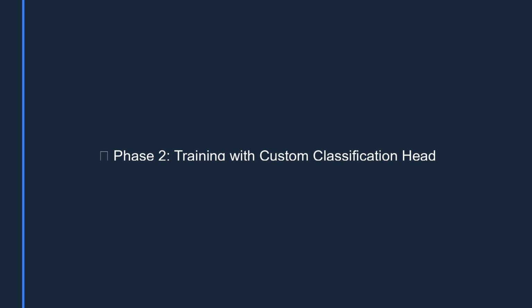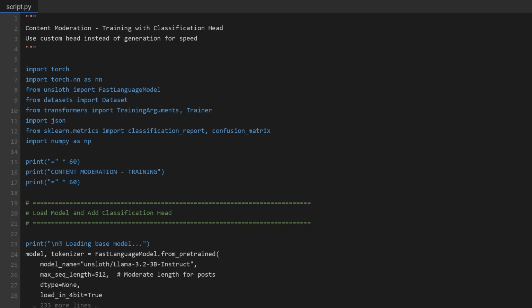Phase 2. Training with custom classification head. The training script is where the architecture comes together. It loads llama-3.2-3b-instruct from unsloth and applies LoRA, the same pattern you've used throughout this course, but now serving a classification task instead of a generative one.